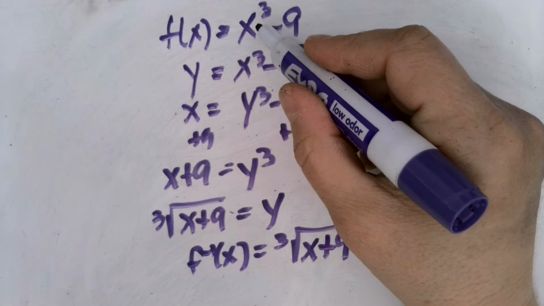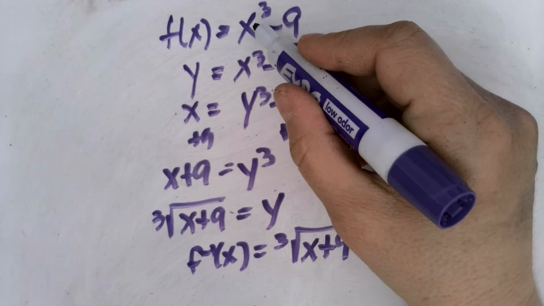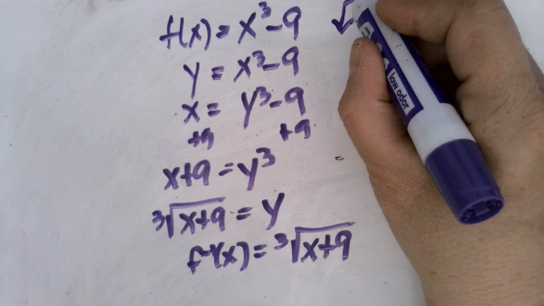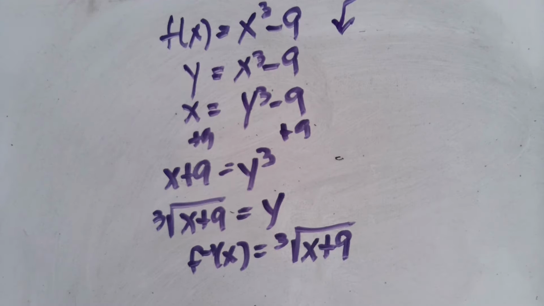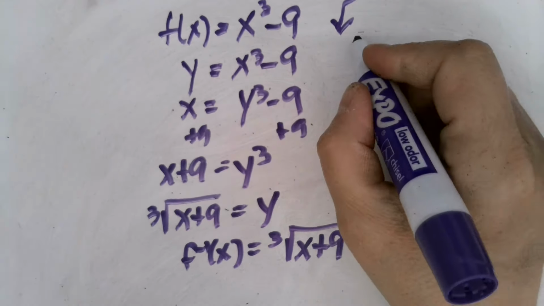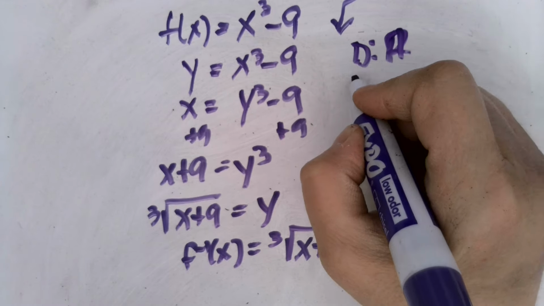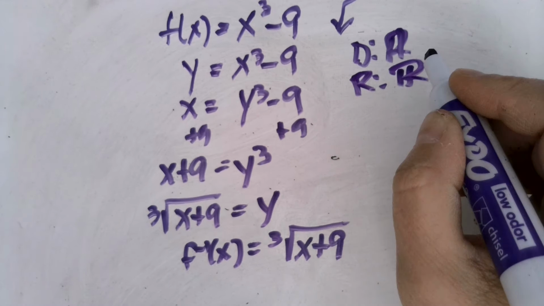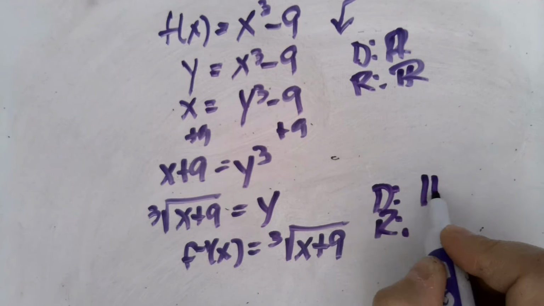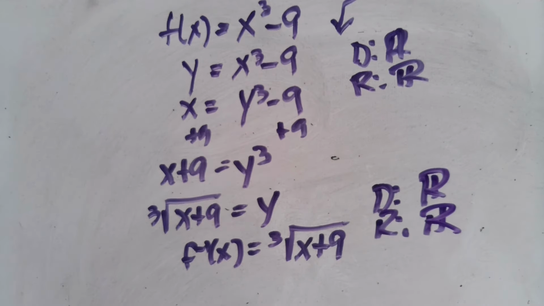So again, if you go up to the original, our function is a cubic. And if you recall, a cubic looks like this. Oops, there you go. A cubic looks like that. So in a cubic, my domain and range are all real numbers. So in my inverse function, my domain and range will also be all real numbers.